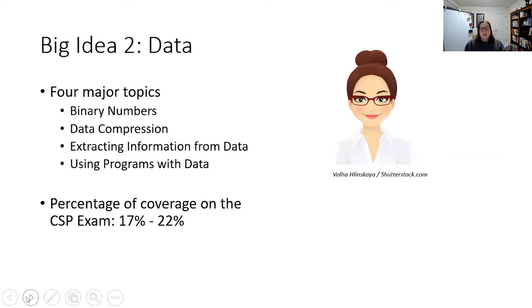Okay, let's start looking at the big idea module, if you will. It has four major topics: binary numbers, compression, extracting information from data, and using programs with data. How does data explicitly reflect in CSP? Well, at a minimum, of course you can use data, and I hope you do use data in your create task. But for exam coverage, close to 20-25% of the exam is taken from the data module.